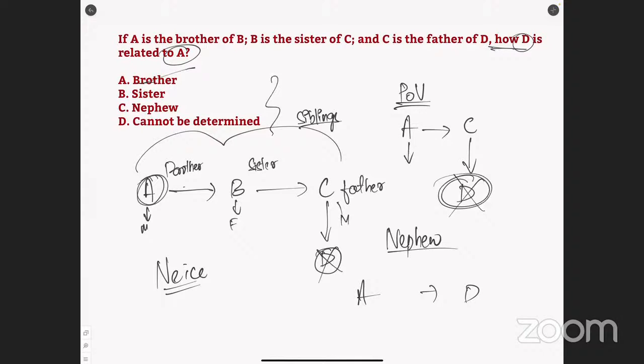Obviously, brother is ruled out. Sister is also ruled out. Nephew could be an option, but we do not know the gender. It could be niece as well. Nothing has been mentioned. So therefore, the right option to select in this case would be cannot be determined. We cannot determine because the gender of the person in question, that is D, is not mentioned in the problem. So that's the thing. Next, moving on.